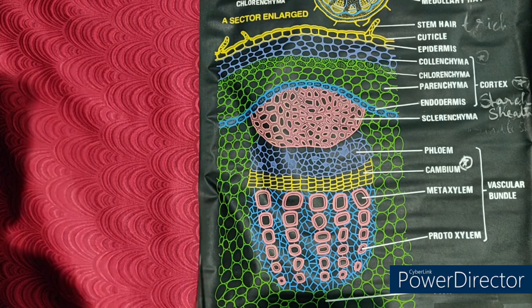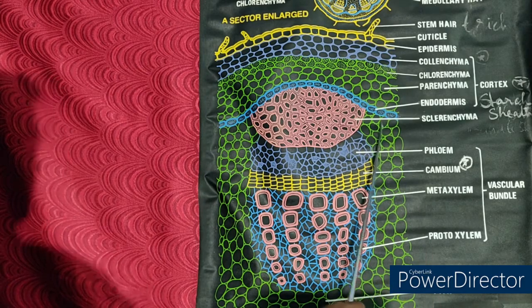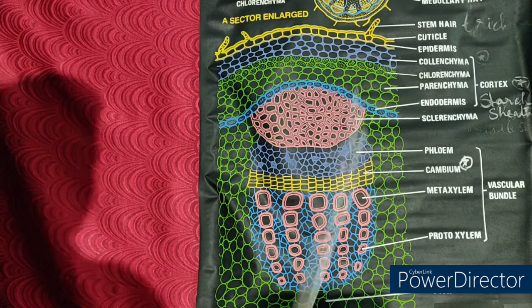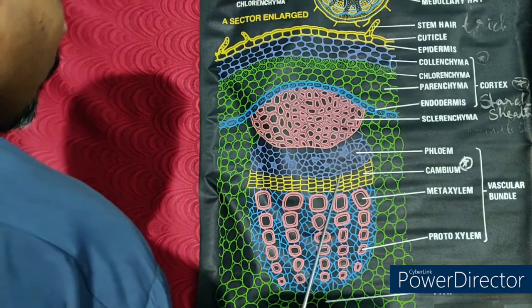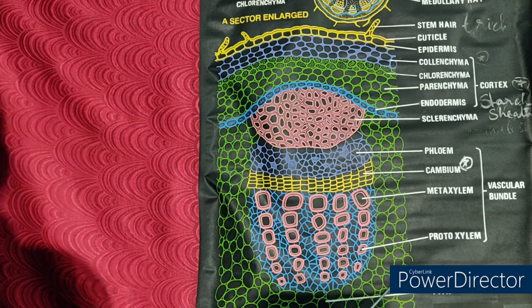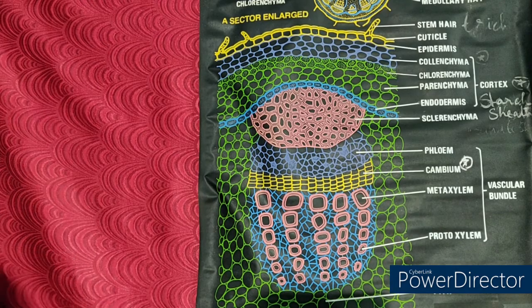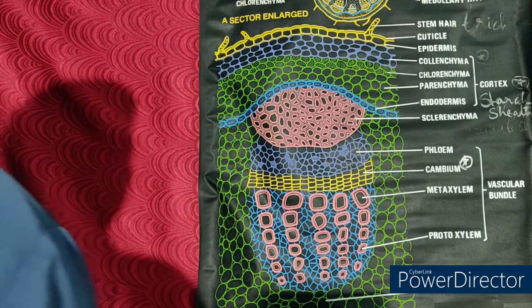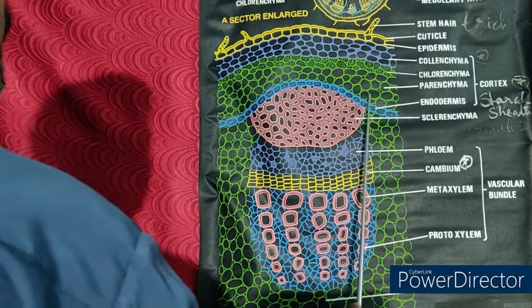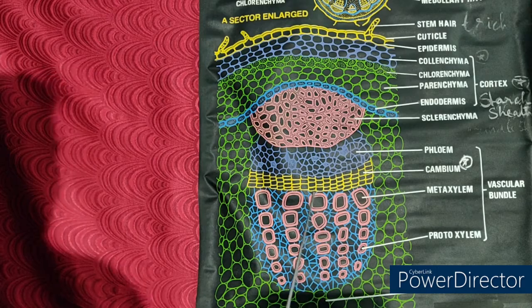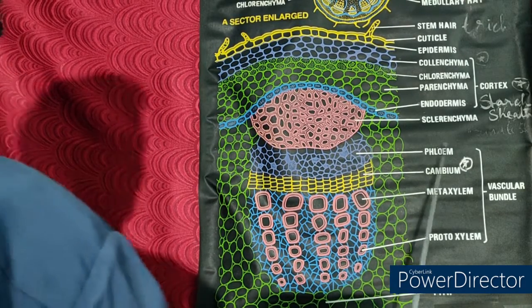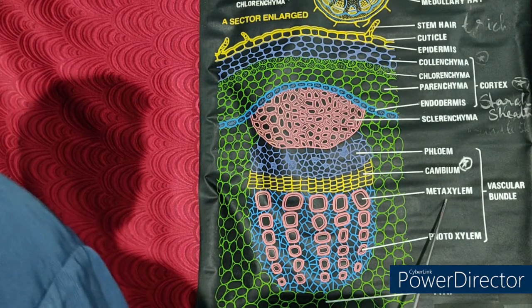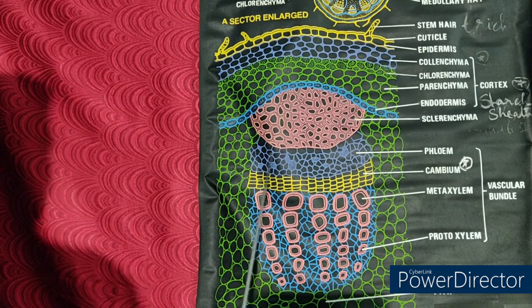The third one is your stele, which comprises first the pericycle, second vascular tissues, that is xylem and phloem, and third the presence of pith. The pericycle is present between the vascular bundle and the endodermis. So in between the endodermis and the vascular bundle. You have phloem tissues and xylem tissues. Together they are known as vascular bundle.